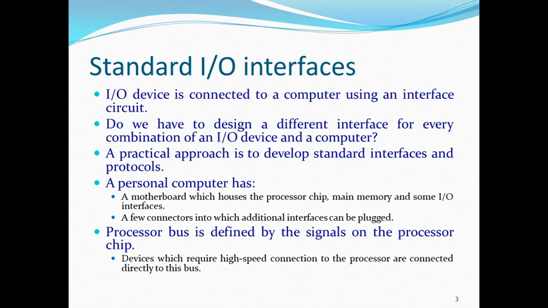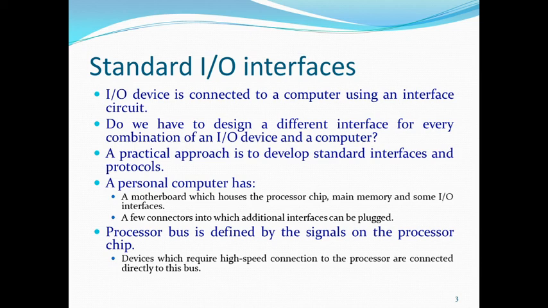So it is very helpful at this point to understand how a computer system is put together. A typical personal computer, for example, includes a printed circuit board which is known as the motherboard. So we already know what a motherboard is, right? This motherboard contains the processor chip, the memory, and some I/O interfaces. And it also has a few connectors into which additional interfaces can be plugged in, right?